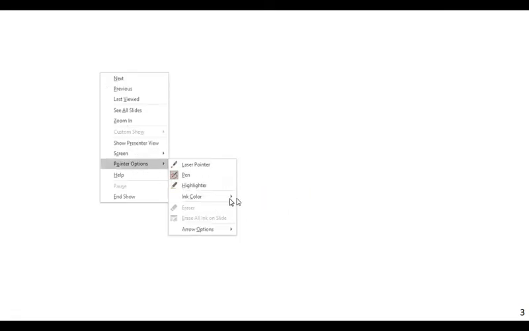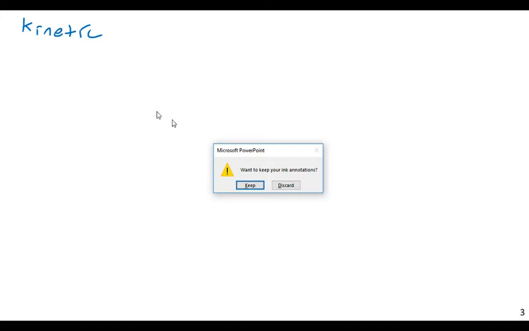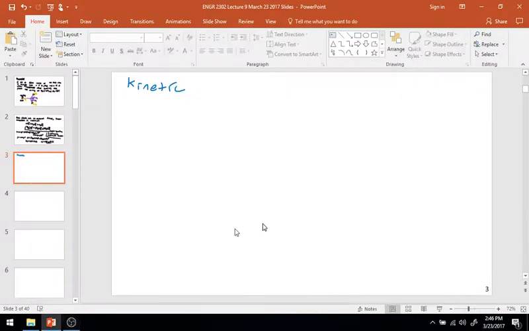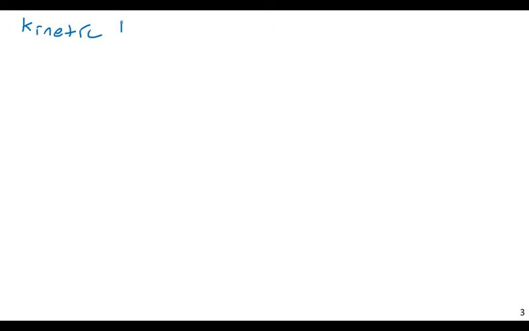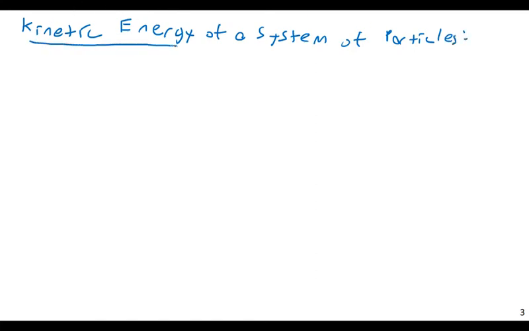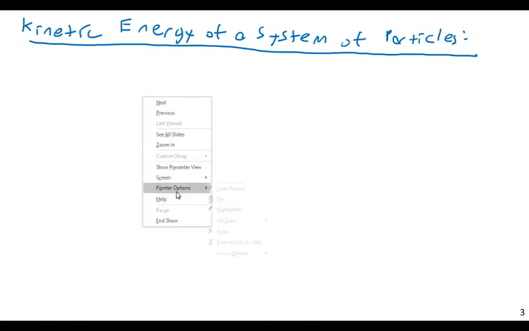So kinetic energy. Kinetic energy of a system of particles. Let me draw out a system first.